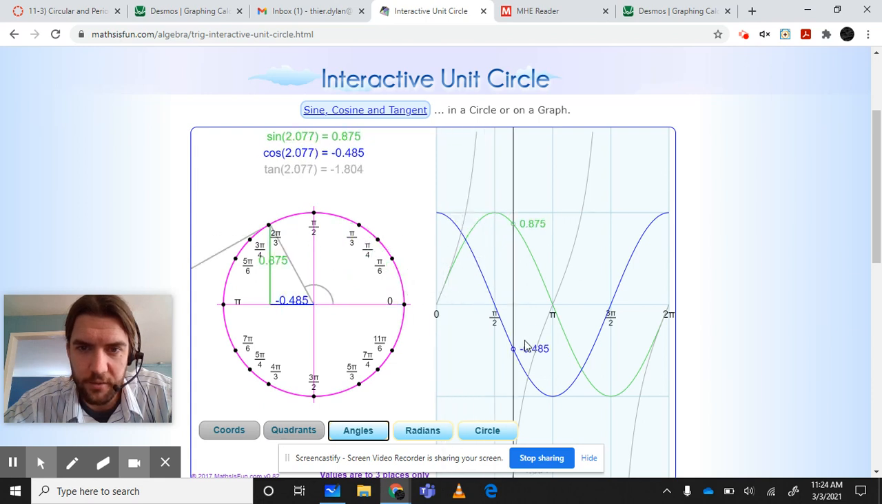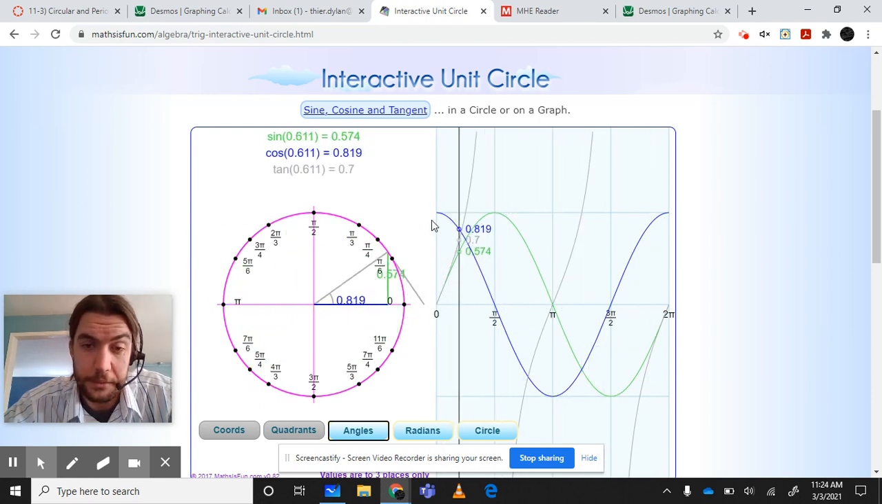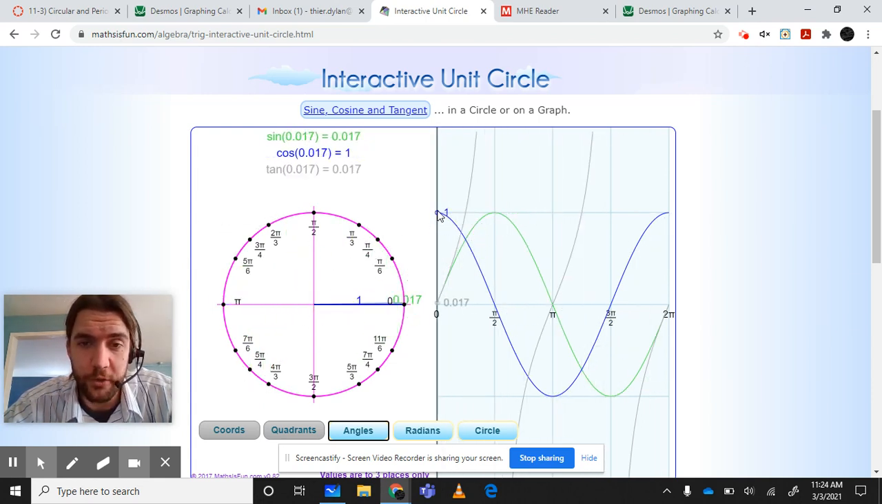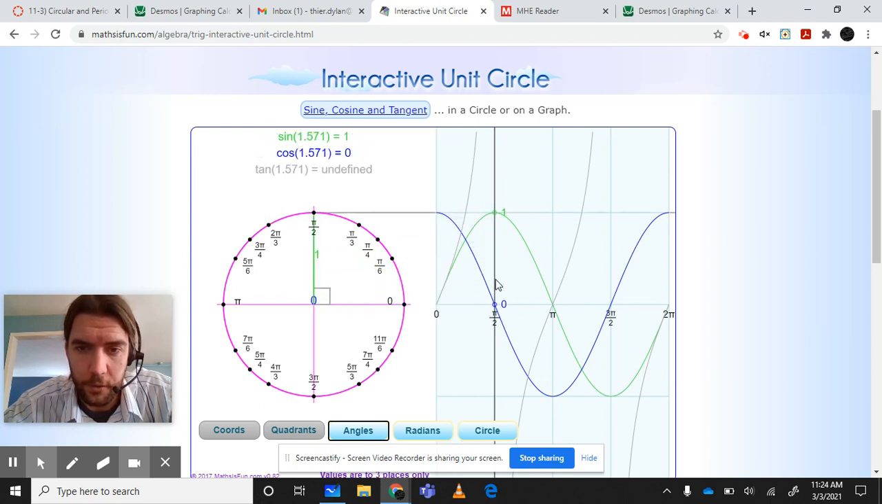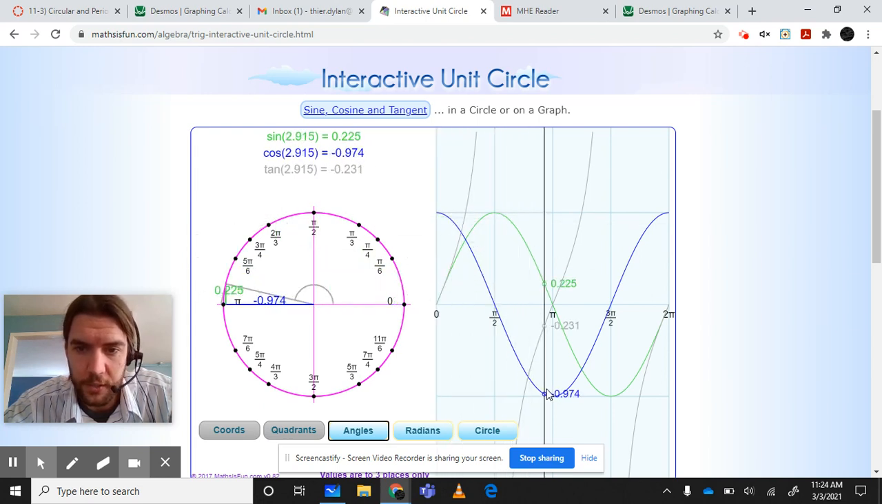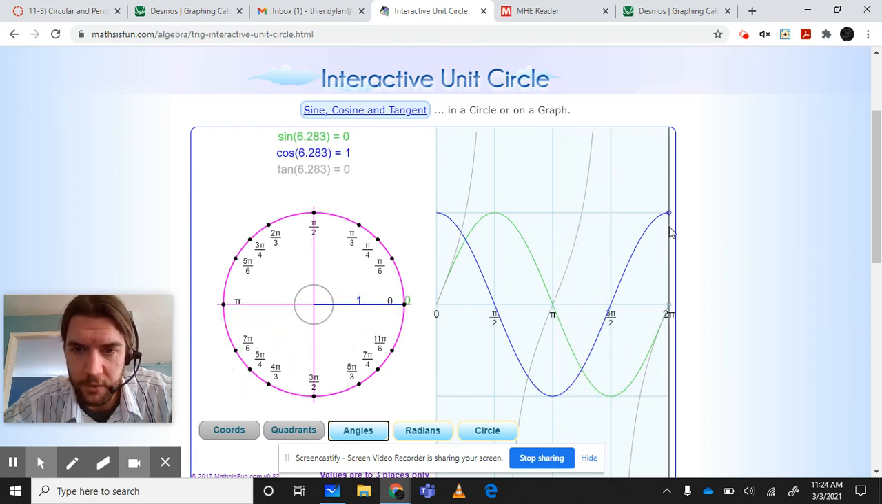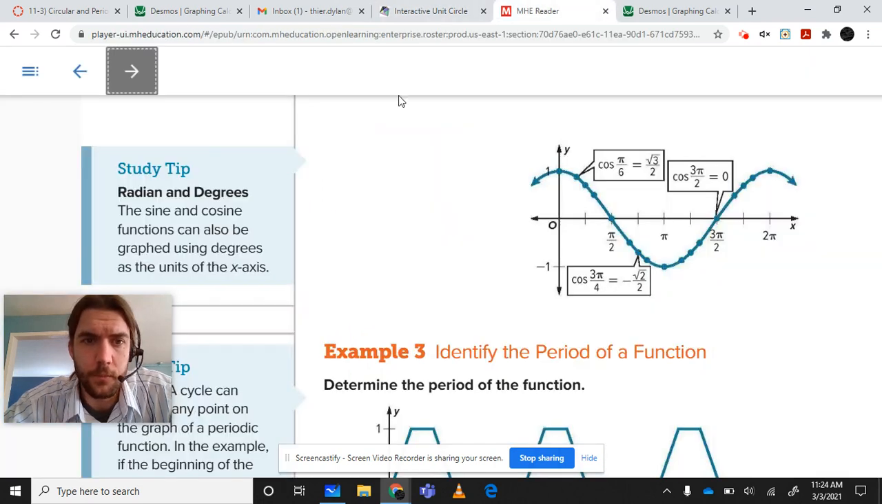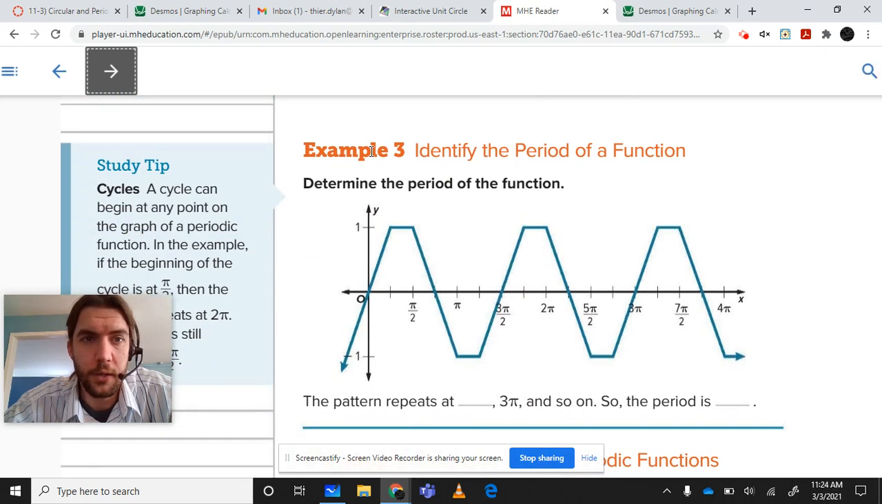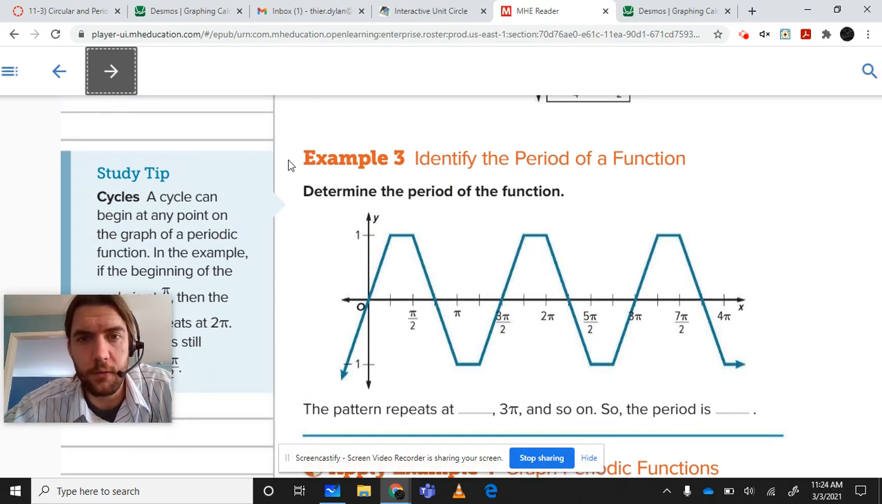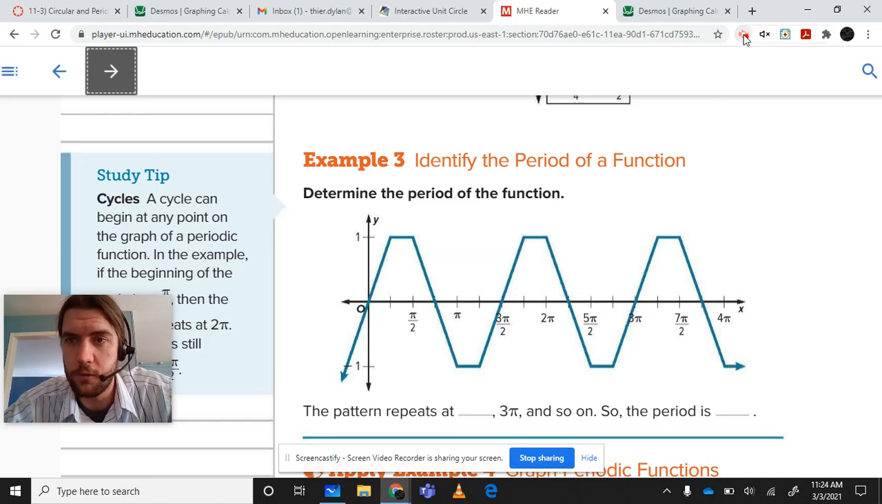And we see that on the sine graph here. We see, I'm mixing them up. We see that on the cosine graph here. So we see it starting at 1, going to 0, going to -1, back to 0, and then back to 1. Okay, and that is it for getting started on understanding these trigonometric functions and their graphs.